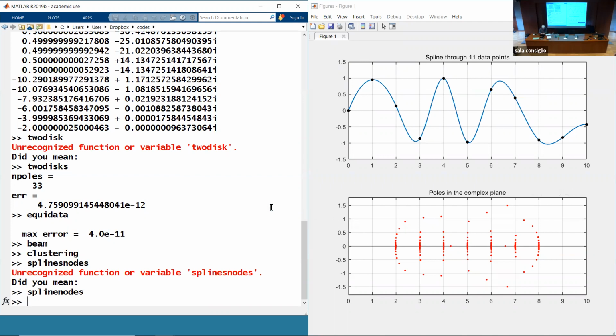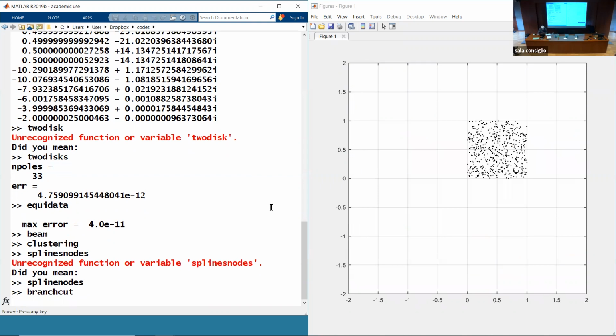The next one is called branch cut. Here we have a function that's sampled at 500 random points in a square. And the important thing is that the function is the square root of z minus z squared, which means it has branch point singularities at the bottom left and the bottom right. And when I do AAA, I get a beautiful branch cut connection.